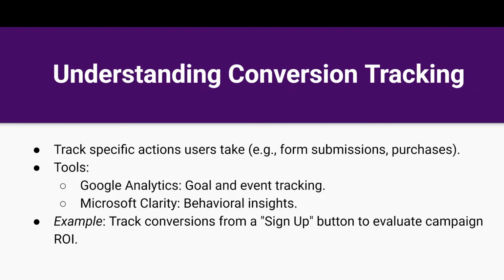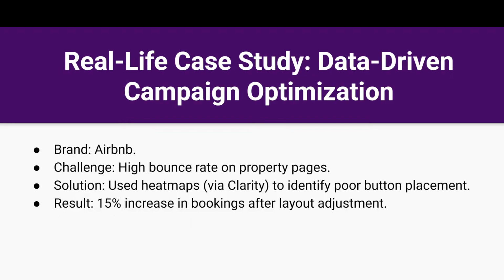Okay. Now, how do you understand conversion tracking? So basically, there are two tools as we can see: Google Analytics, goal and event tracking, and Microsoft Clarity, where you will get behavioral insights. We can track users who take action, and that is called a conversion, right? Form submission, purchasing a product, everything is called a conversion. So you can track that using both of these tools as well. For example, if you want to track conversions from a sign up button, you can do that, and you can evaluate campaign ROI as well.